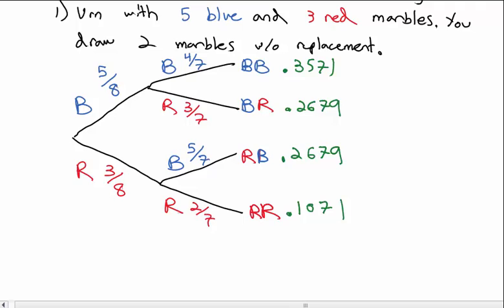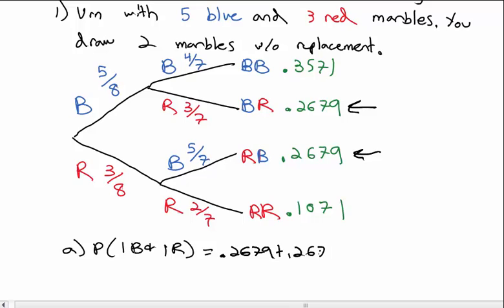We're ready to answer some problems. What is the probability that I get 1 blue and 1 red? Doesn't matter what order, but 1 blue and 1 red. Well, we see a blue and a red here and a blue and a red here. So we need to combine those probabilities together, 0.2679 plus 0.2679. When we add those together, you get 0.5358.